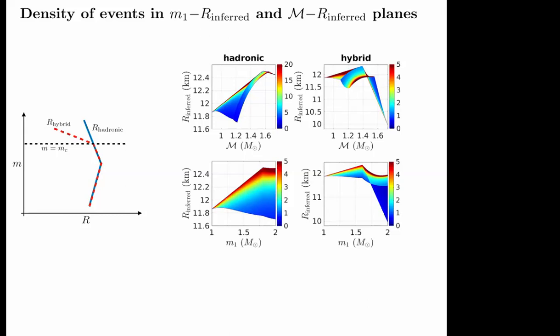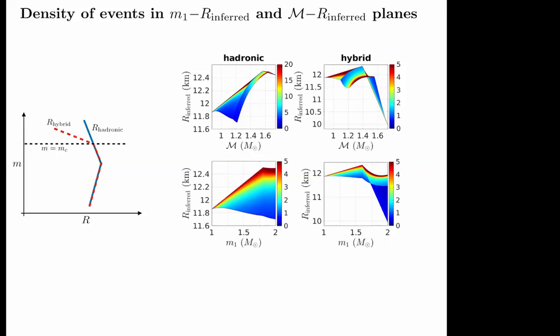What you see for the hadronic MR curve is that the inferred radius is approximately constant. It's 12 kilometers, basically. That's because my hadronic MR curve here is nearly constant. It has nearly constant radius. So my inferred radius is really giving me a decent estimation of what the actual radius of my neutron stars is. There's no pronounced kink in the density of events in the upper left-hand plot.